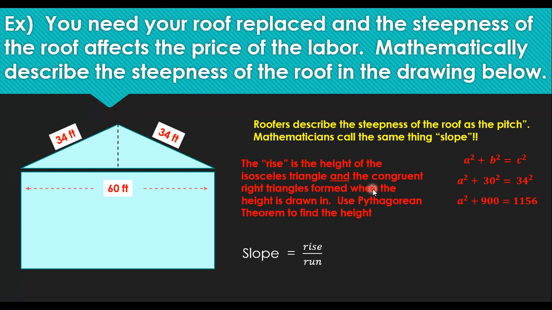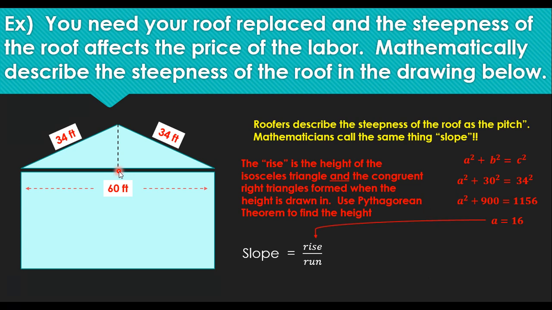Squaring 30 gives me 900. Squaring 34 gives me 1156. If I subtract 900 on both sides and take the square root, we get that a is 16. So the steepness is 16. Notice this is in feet. This height right here is 16 feet, which is pretty dang high.